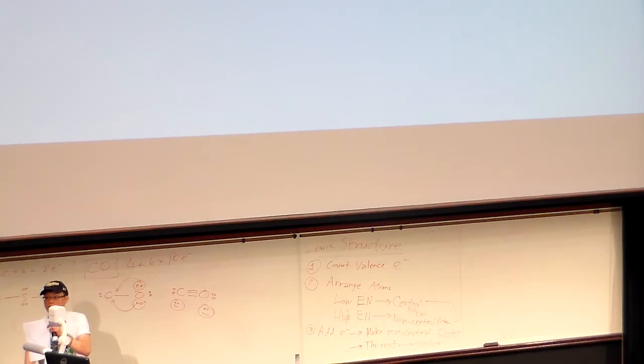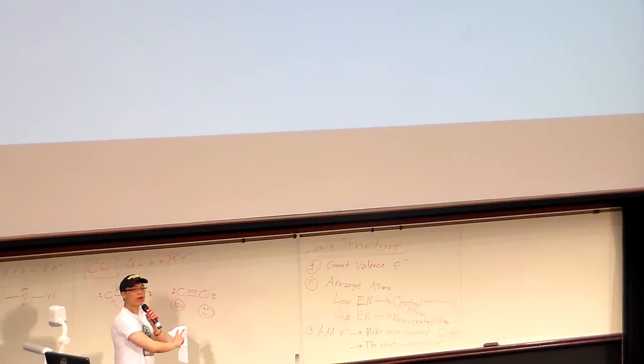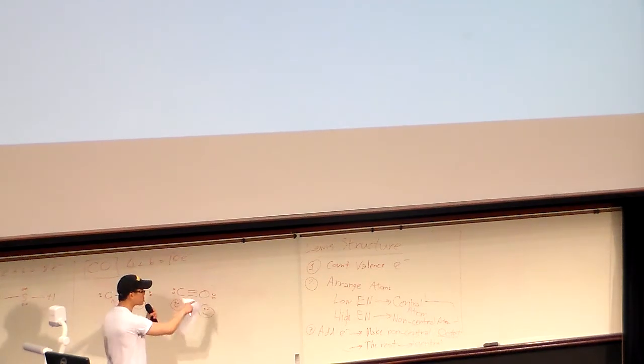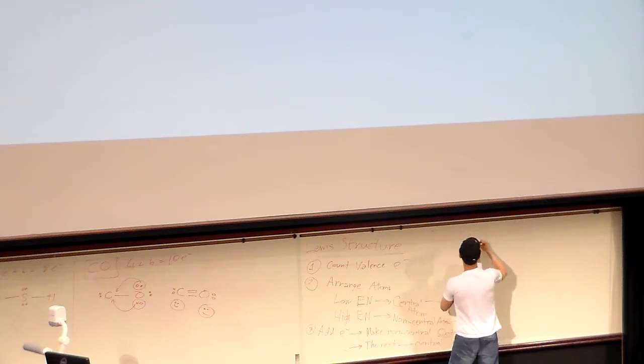Why can't we have a double bond in here? I'll show you why. We're going to talk about formal charge later. Are we okay on that? Alright? So we have 3 steps: count electrons, arrange atoms by electronegativity, and then add electrons. Let's try this one. NO plus.